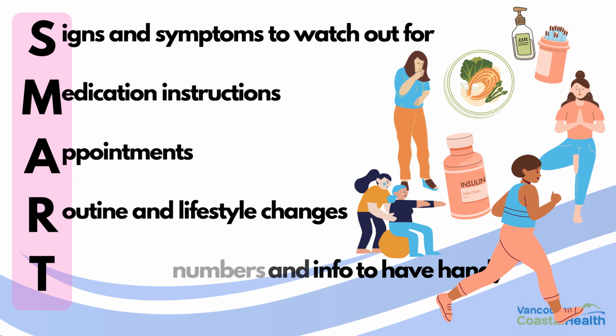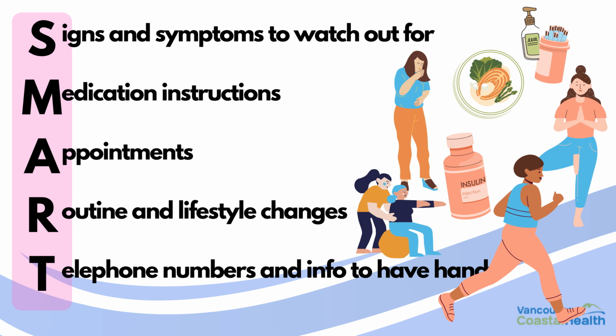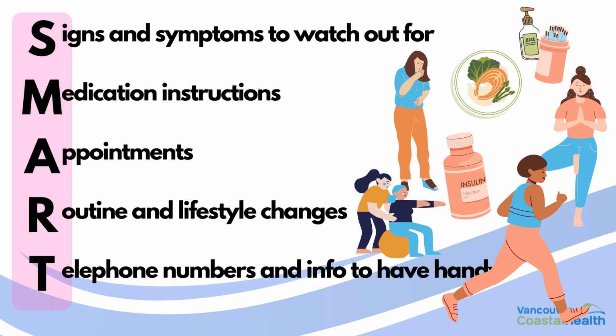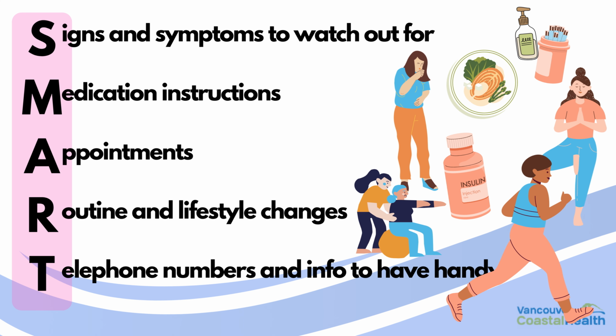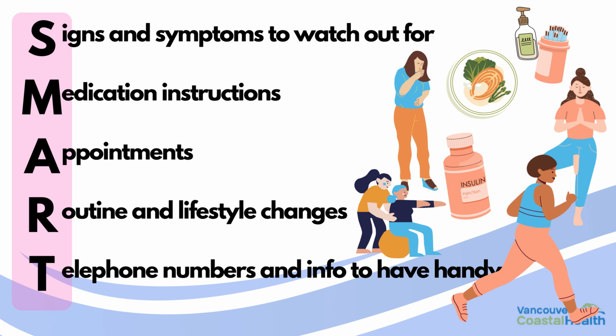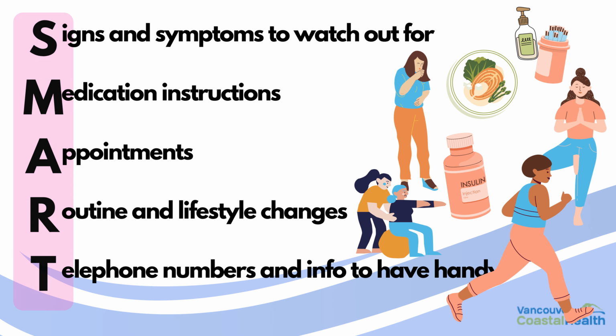PODS contains 5 sections that are actionable and useful for patients and their families. Signs and symptoms, and expected and worrisome things to watch out for after leaving hospital. Medications and instructions, such as where prescriptions are faxed. Follow-up appointments scheduled for the hospital and in the community. Changes to daily activities and diet. And telephone numbers and resources for patients and families.